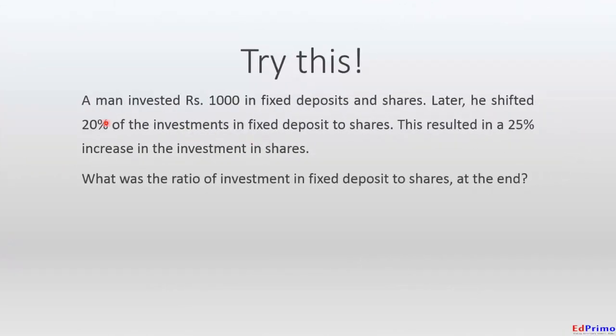Now before we move on, here is a quick question for you to try. A man invested ₹1,000 in fixed deposits and shares. Later, he shifted 20% of the investments in fixed deposit to shares. This resulted in a 25% increase in the investment in shares. What was the ratio of investment in fixed deposit to shares at the end?